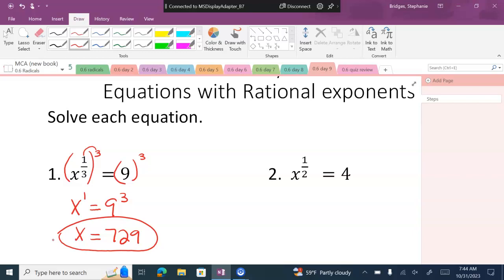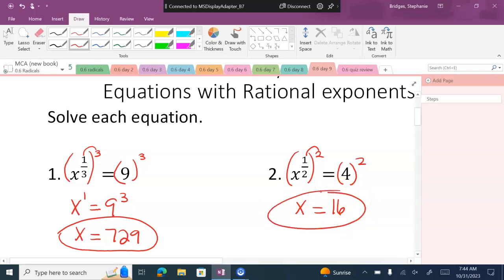Is my variable by itself? Okay. What is the reciprocal of 1/2? 2. So when I multiply 1/2 times 2, that's just going to give me x to the first. And then what is 4 squared? 16. And then again, you can check it in your calculator. Plug it in. 16 to the 1/2 power should equal 4. If it doesn't, then we can't use it, but it does. So that is the answer.